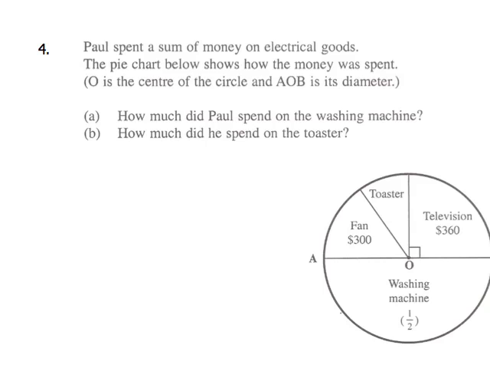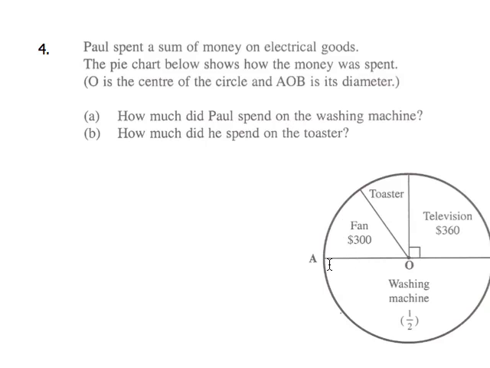The question says, Paul spent a sum of money on electrical goods. The pie chart below shows how the money was spent. Why did it say O in the center of the circle? Because they want you to know, look at the angles, right? AOB is its diameter, which is a long line over here. So the question is, how much did Paul spend on the washing machine?